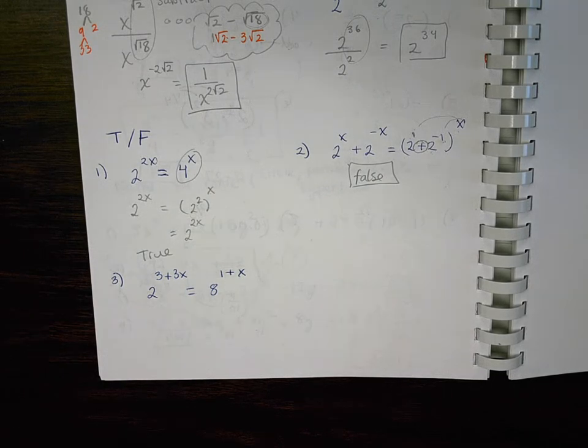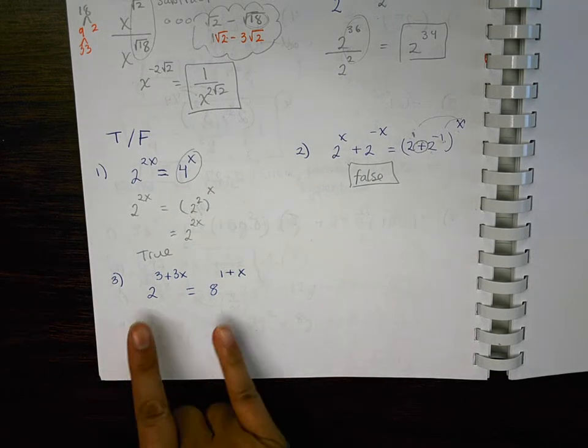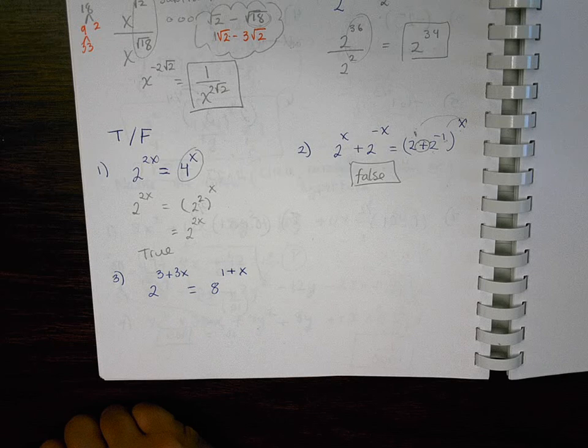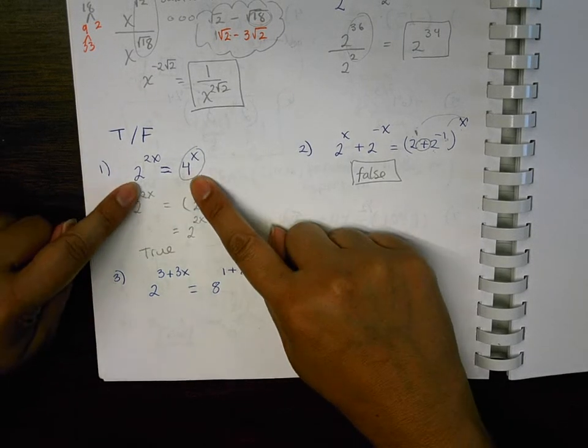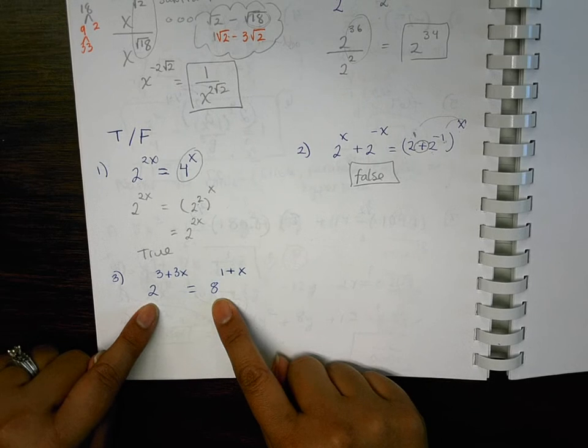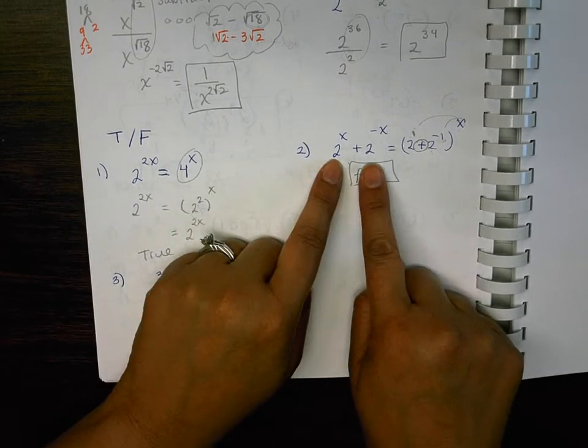All right. Would you say this looks more like number 1 or more like number 2, or a combination of the two? More like number 1? 2 and a 4, 2 and an 8. The powers look different, but it's still 1 base raised to a power, where this had 2 bases. Do you see the difference?